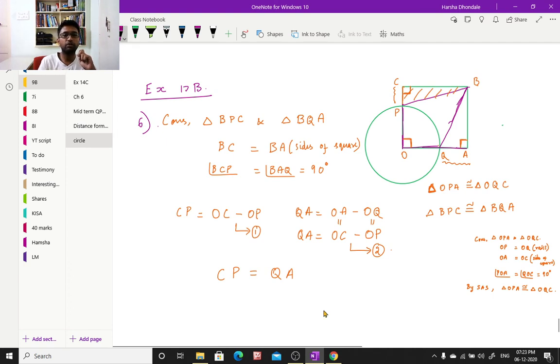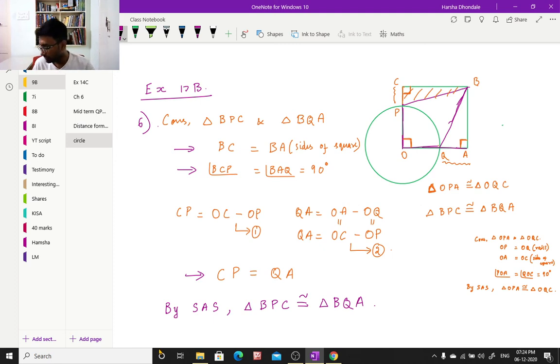So now therefore, because of these three things, I can use SAS. I have triangle BPC is congruent to triangle BQA. That's it. So this finishes your chapter.